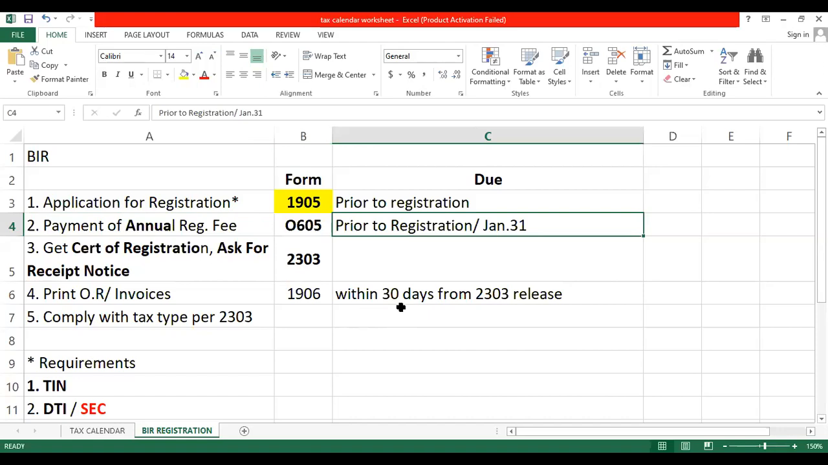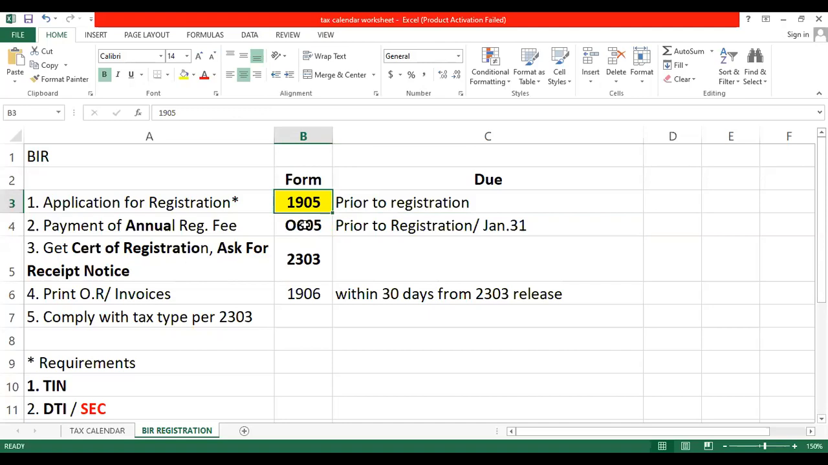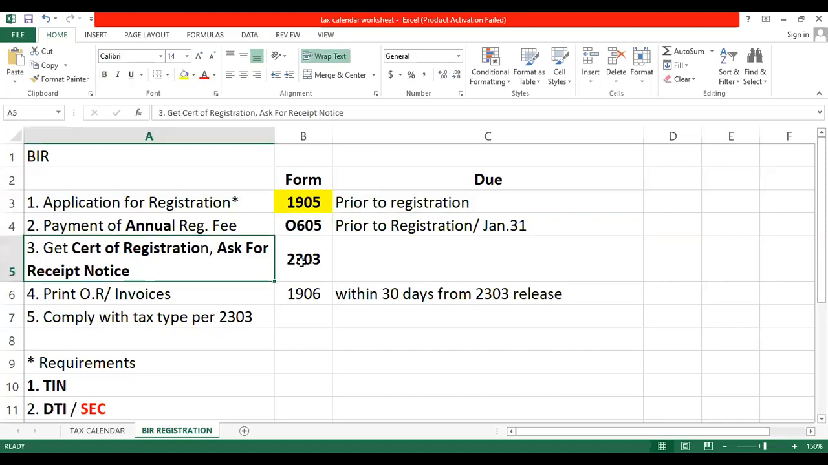Number one would be the tax deficiency, which is the 500. Number two, we have your surcharge of 25%. Number three, we have the interest. Number four, we now have the compromise fee, which is 1,000, no, for every document. Okay, so upon submission of 1905 and 0605, by the way, you pay this to the bank, then you come back with the validation and bank payment.